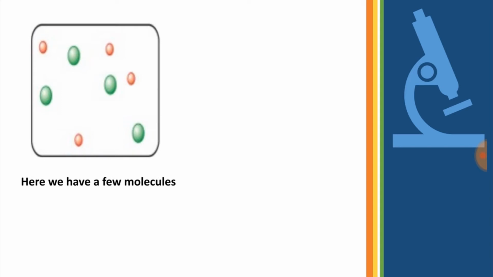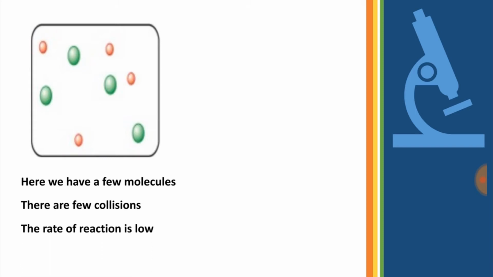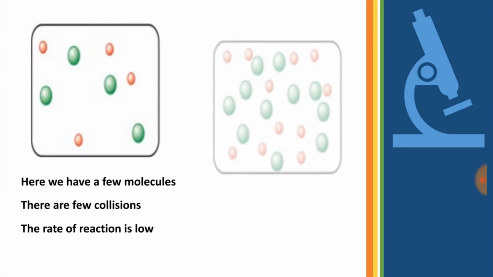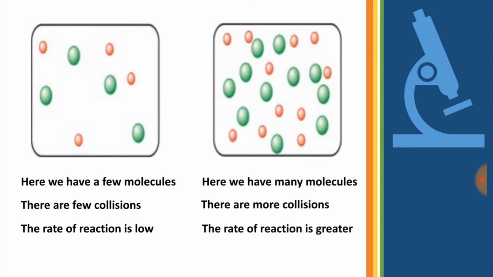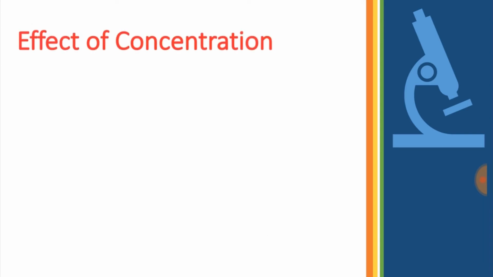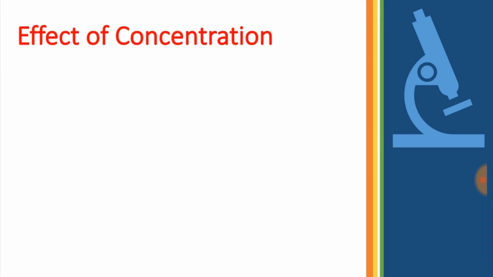Here, we have few molecules. Chances of particles colliding with each other is low. Therefore, the rate of reaction is low. Here, we have many molecules. Chances of particles colliding with each other is high. Therefore, the rate of reaction is greater. This is what we call the effect of concentration.